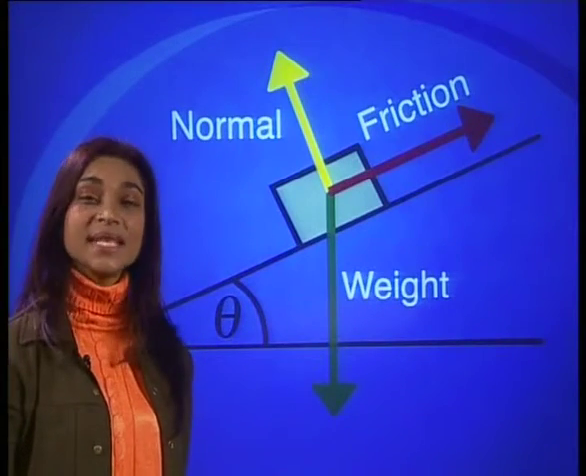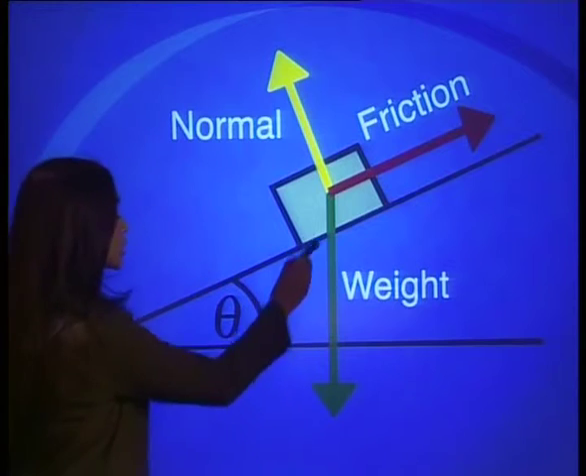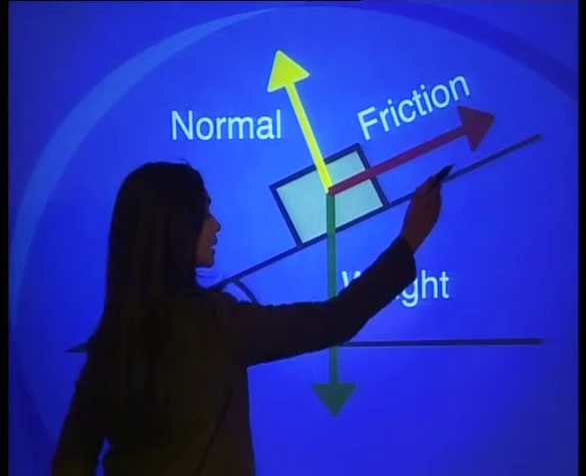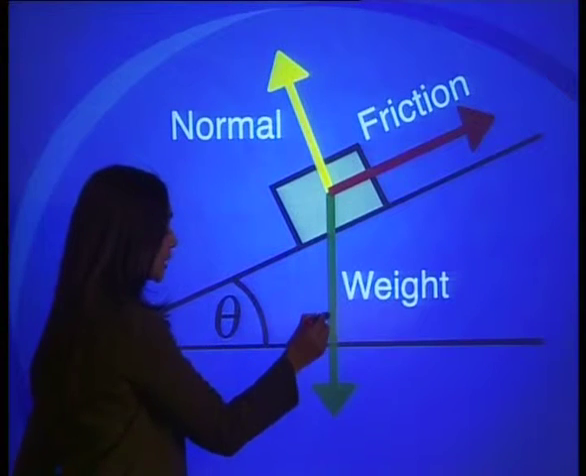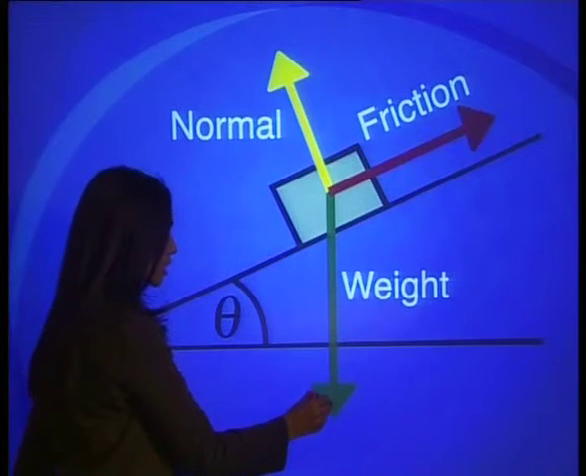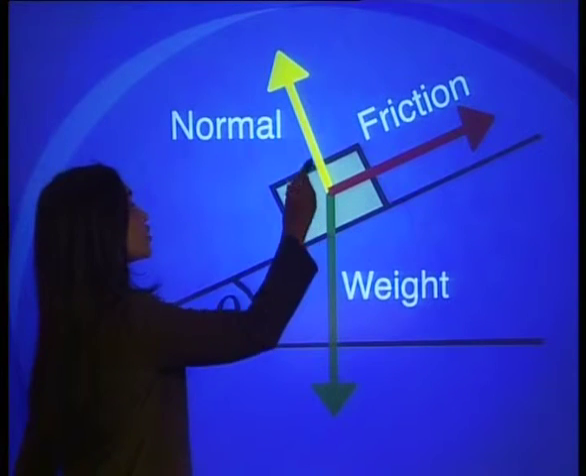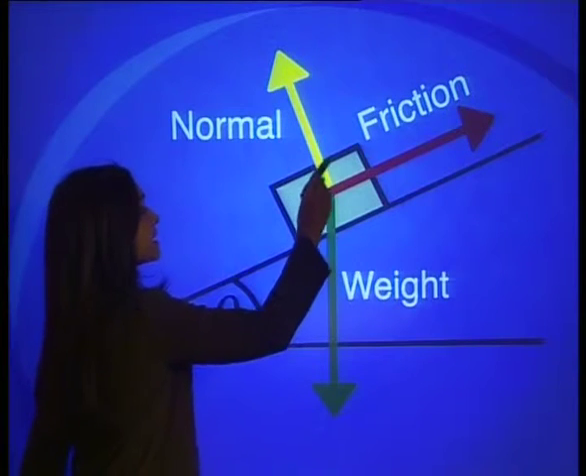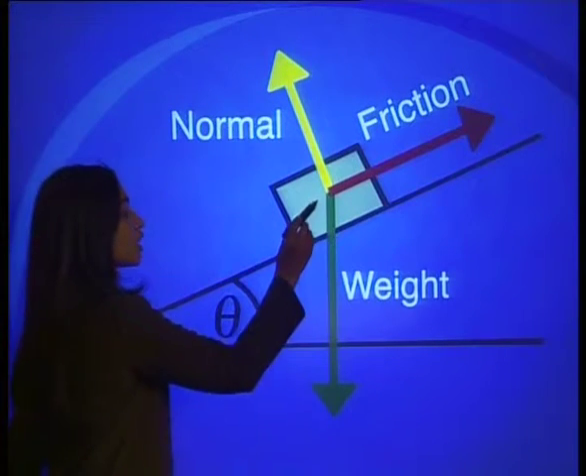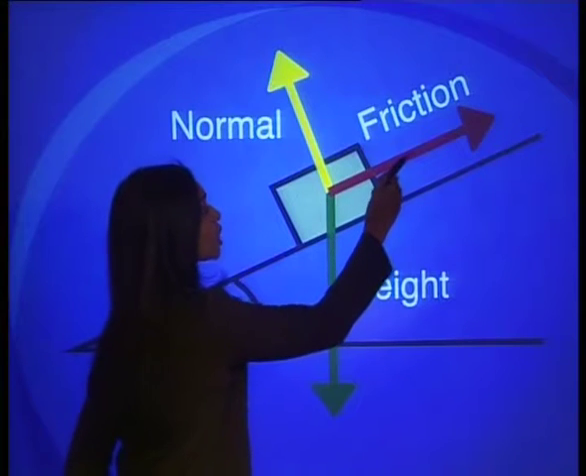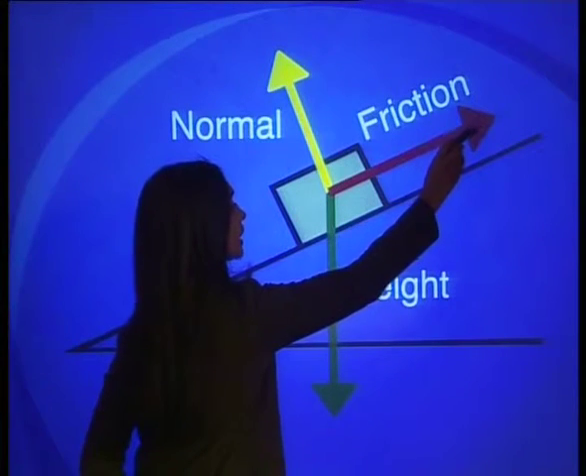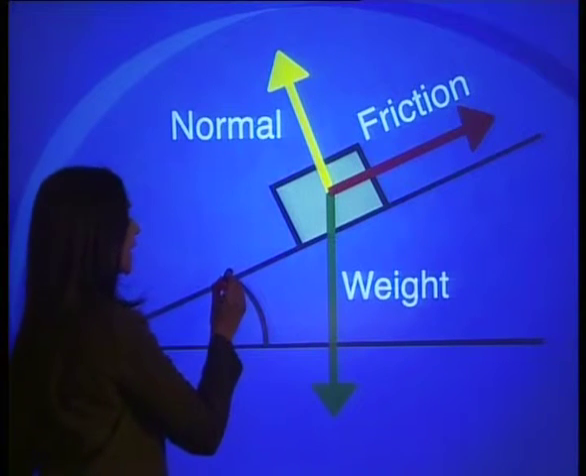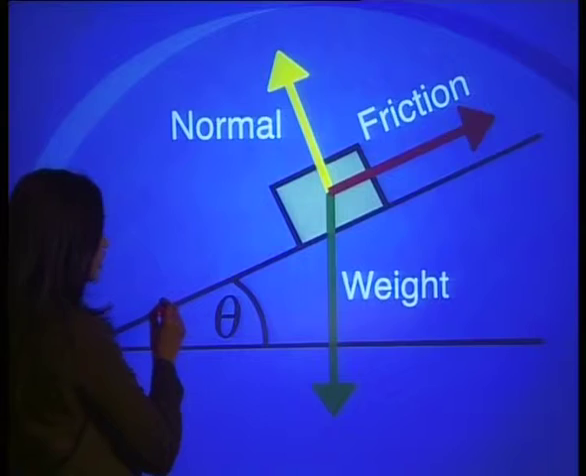Let us look at this in a diagram. There are three forces acting on the body when it stands still along the inclined plane. They are the weight, which always acts vertically down towards the center of the earth. Then there is the normal force on the surface on the body, and this force acts at 90 degrees to the surface. Finally, there is the frictional force which acts along the surface of the plane. This force opposes the downward motion of the body and stops it from sliding down the plane.